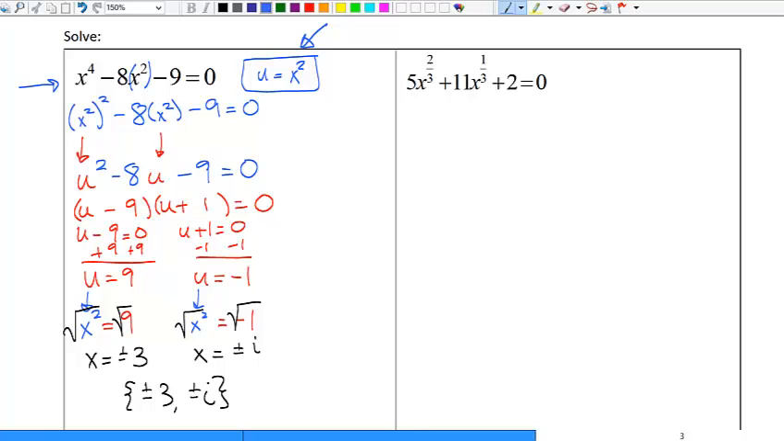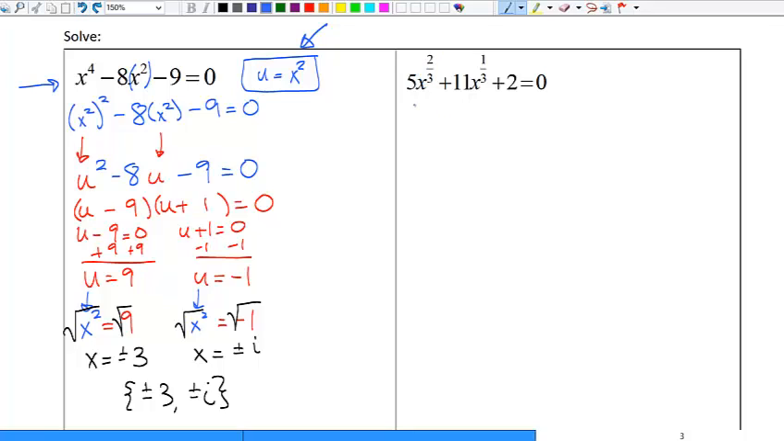First, let's make sure my equation is of the quadratic form. We have three terms, they're equal to 0, the last term's a constant, and if you look at the exponents, the first exponent is twice as much as the second exponent. So this is definitely of the quadratic form.